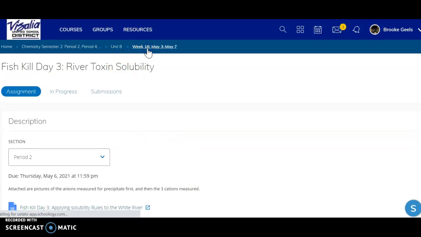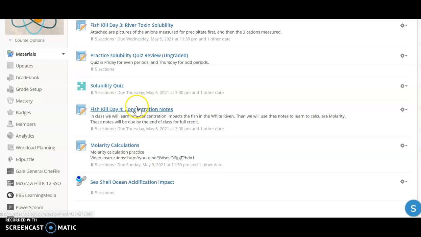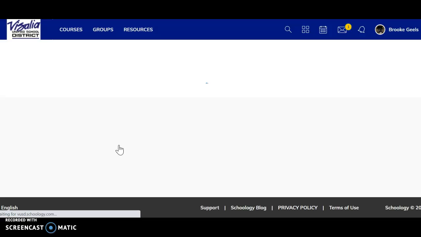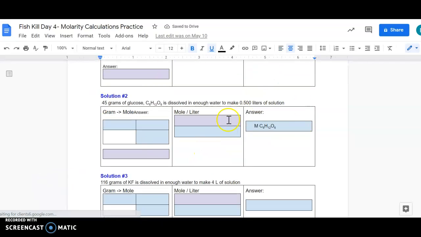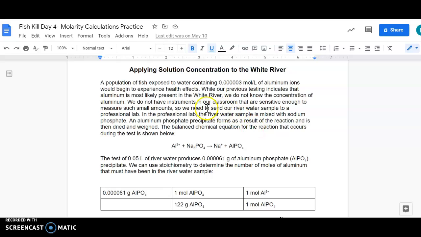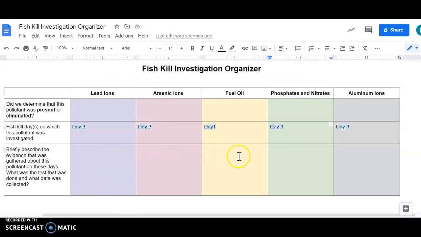Then we go to our molarity calculations. So we have your concentration notes. You can look through the notes. Then on your molarity calculations, you calculate it at the top. At the bottom here, it goes over aluminum ions. So we've done molarity calculations on day 4. So where it says aluminum, that was also done on day 4.